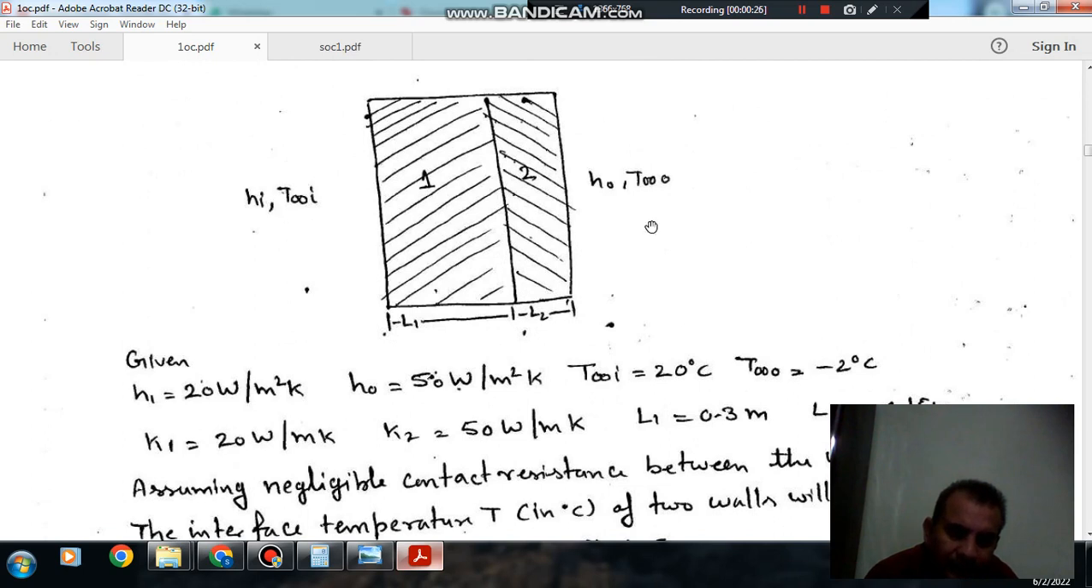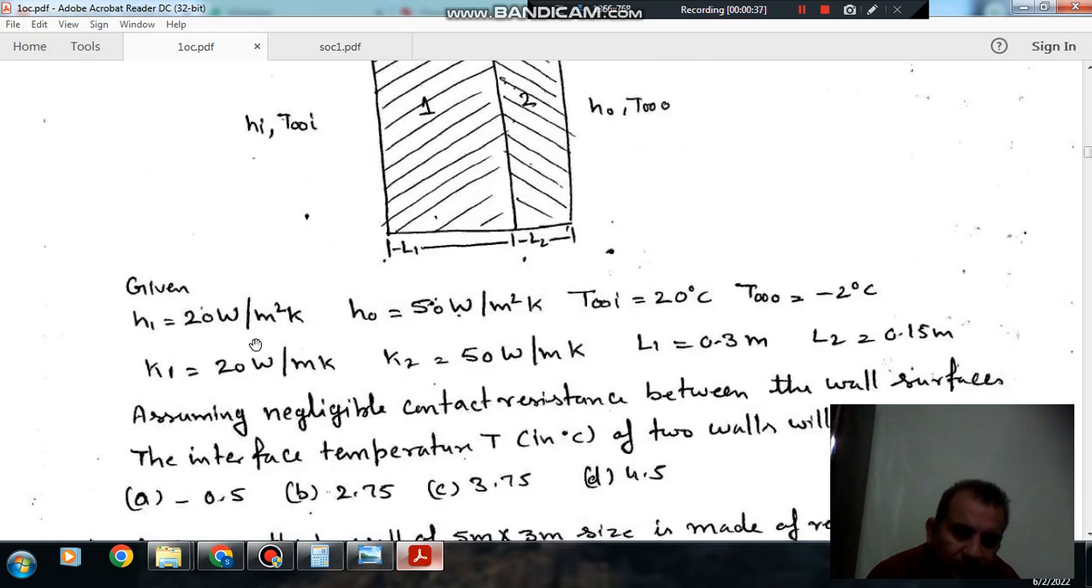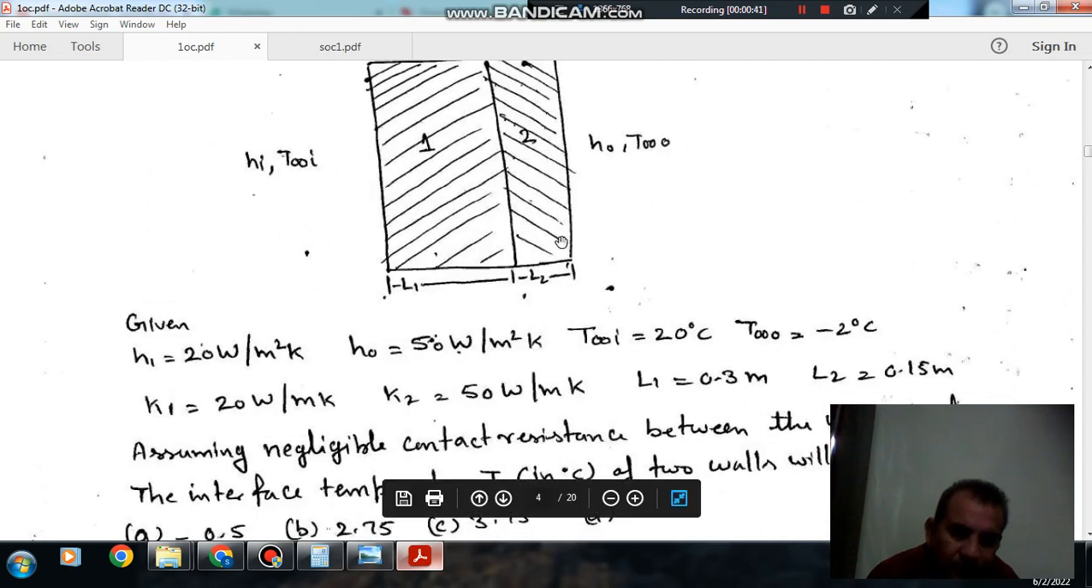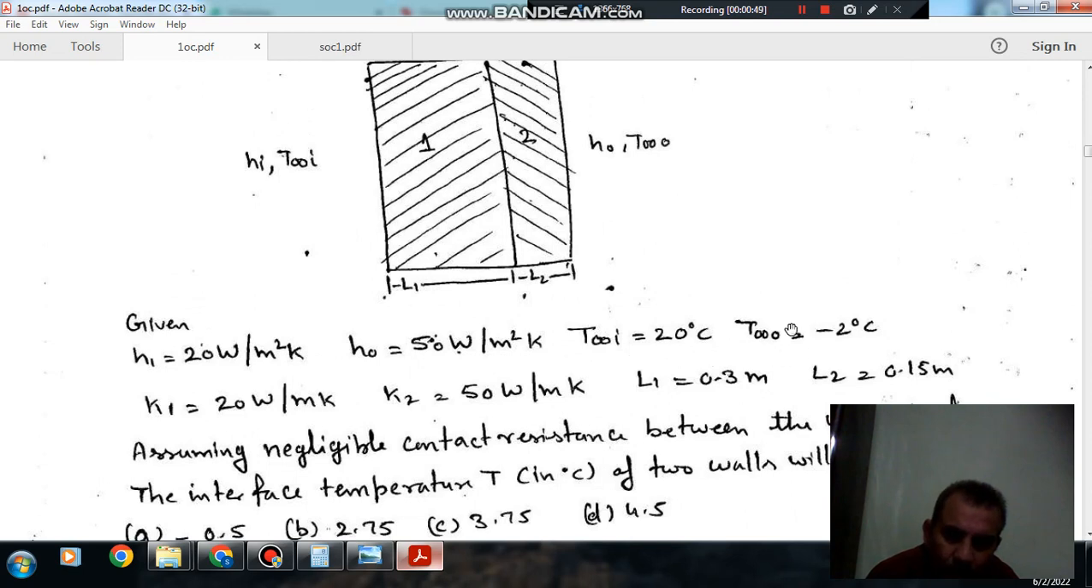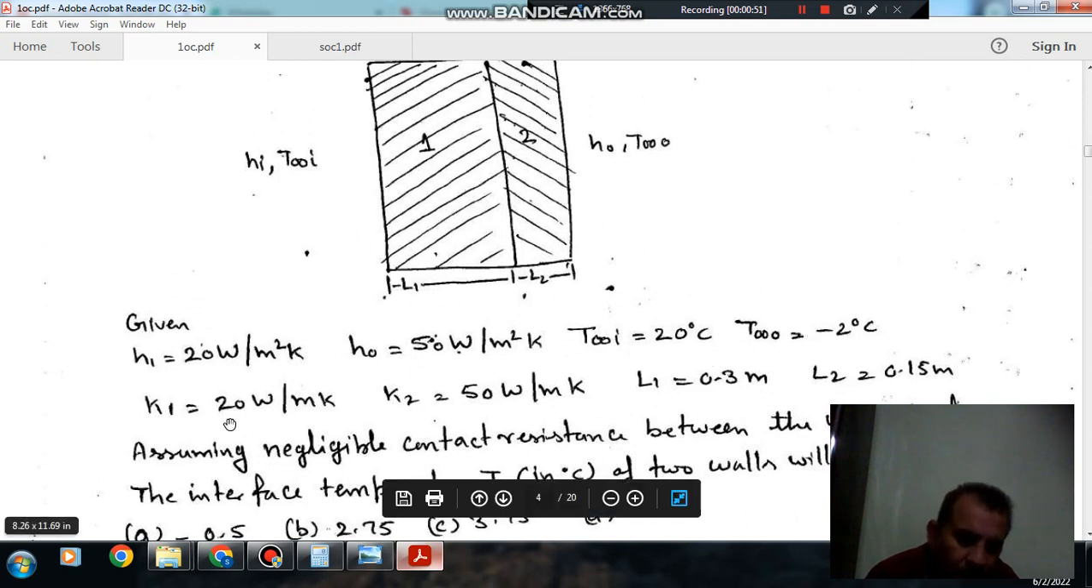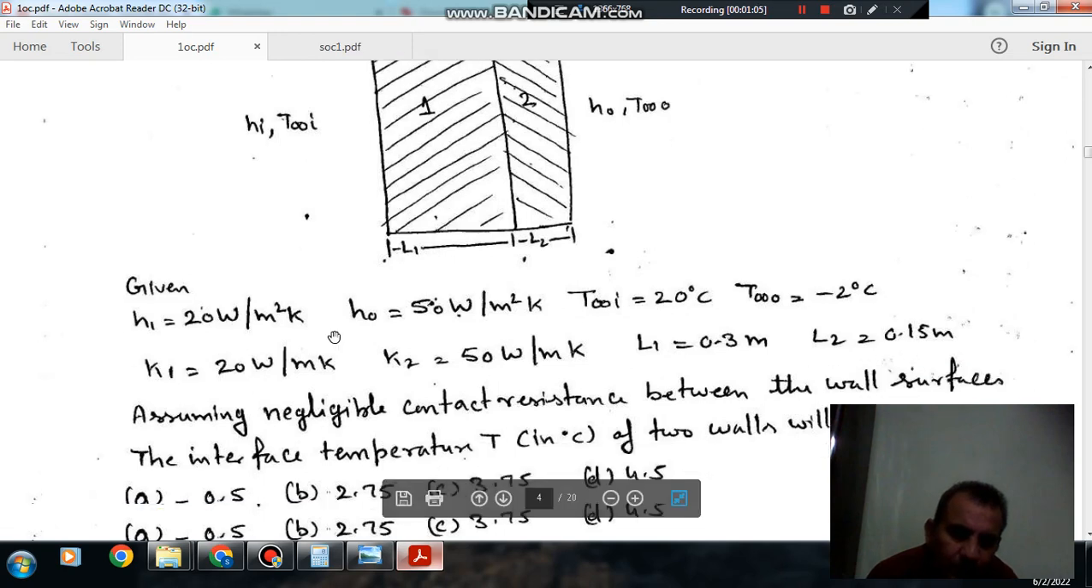So this is for one side, this is the other side, this is h_i, T infinity i, this is 1, this is 2, this is h_o, T infinity o, and this is L1, this is L2. Given that h_i is equal to 20 watt per meter square per degree Kelvin, h_o is equal to 50 watt per meter square per degree Kelvin, T infinity i is equal to 20 degrees Celsius, T infinity o is minus 2 degrees Celsius, K1 is 20 watt per meter per degree Kelvin, K2 is 50 watt per meter per degree Kelvin, L1 is 0.3 meter and L2 is 0.15 meter.